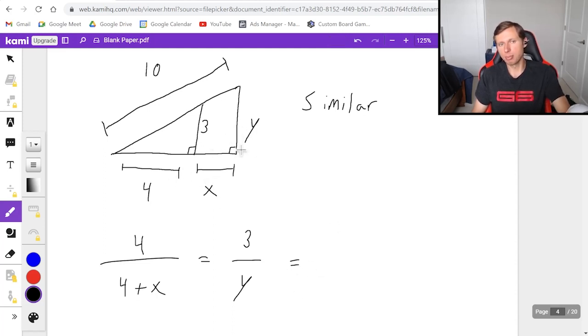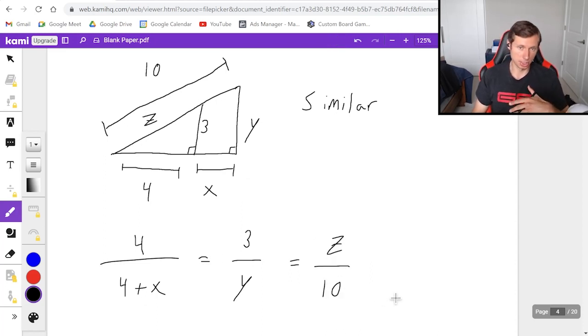And then the last proportion, it's going to be this side, which I don't even have a name for, so I'll just call it z. So that means z over 10 must also be another proportion. Now the bad news is no matter which one you choose, you're going to have an unknown variable. The secret to this problem is actually finding z first.